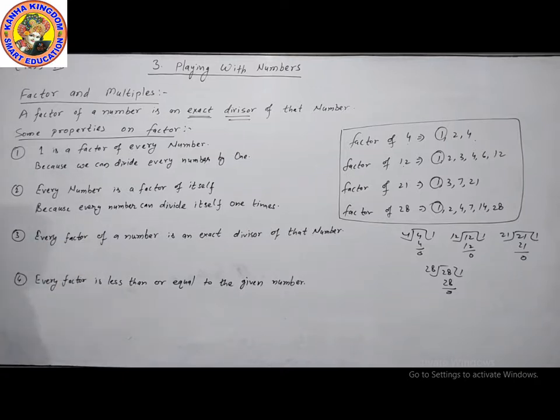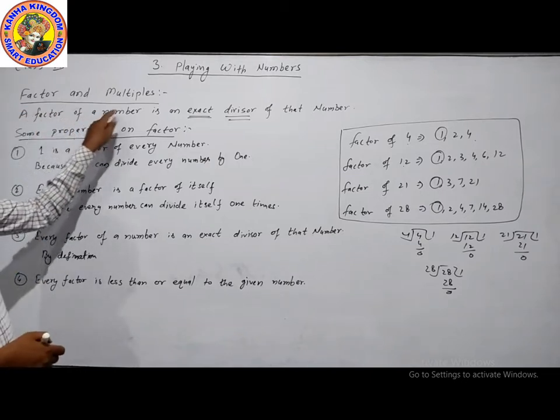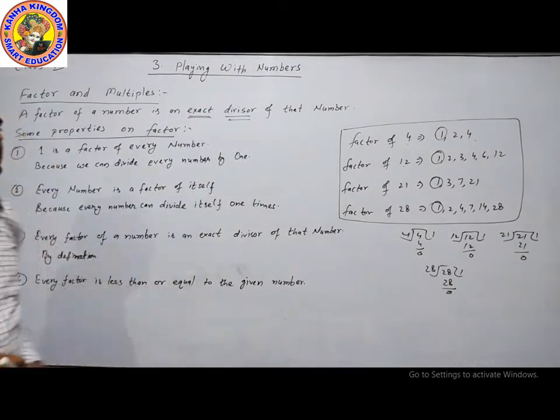Every factor of a number is an exact divisor of that number, by definition. The definition is a factor of a number is an exact divisor. The remainder will be 0. So every factor of a number is an exact divisor of that number. If we cannot divide that number, this is not our factor.